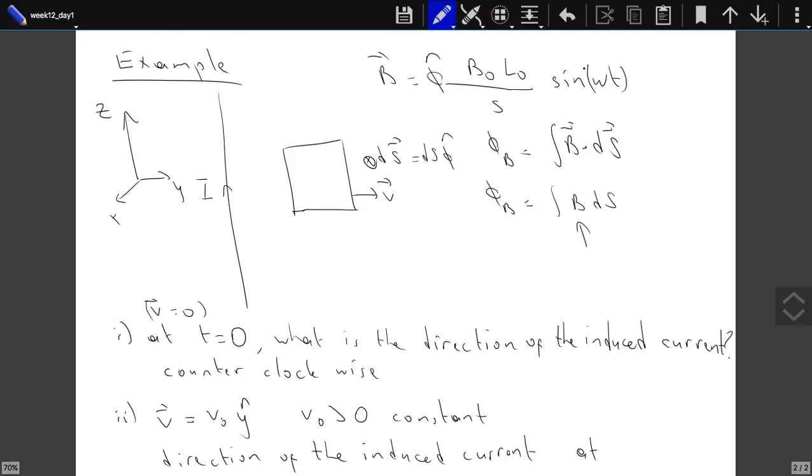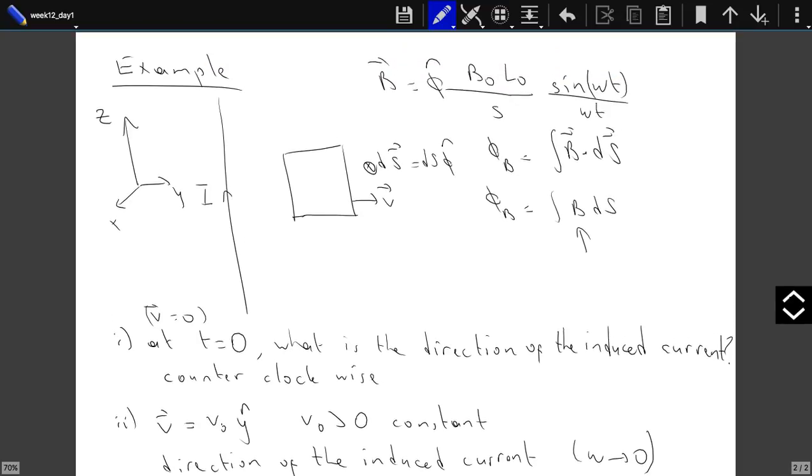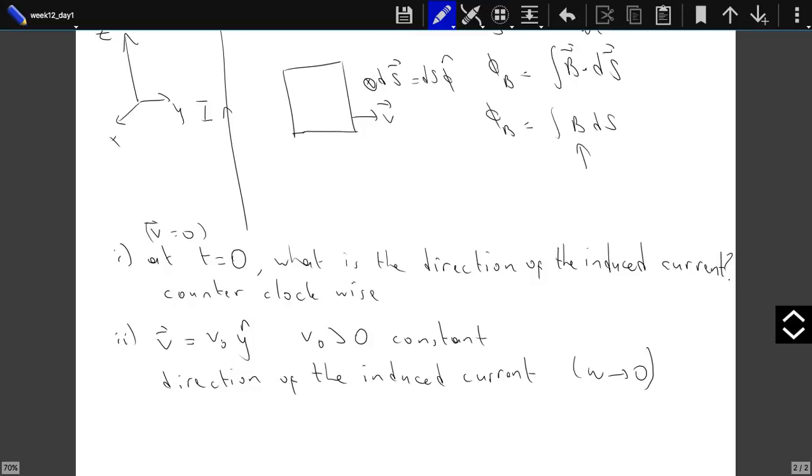Now the reason is that I want to take the limit omega goes to 0. So since omega goes to 0, this sine omega t over omega t is just 1. So B is constant, and y is increasing. Now the loop is moving in the V plus y direction. So what will be the direction of the induced current?